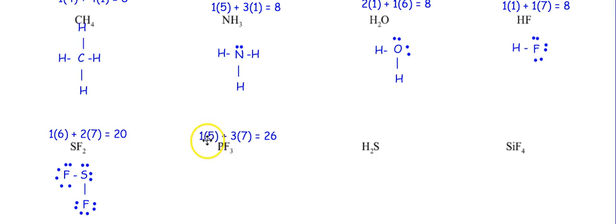So here we go. We have 5 electrons for phosphorus. 3 times 7, remember fluorine has 7, that's 21, that's 26 electrons, right? So here we go. Here's phosphorus. And I'm going to put my fluorines around the phosphorus. I only got 3 of them, okay? Believe it or not, phosphorus can have more than 3. All right, and then what?